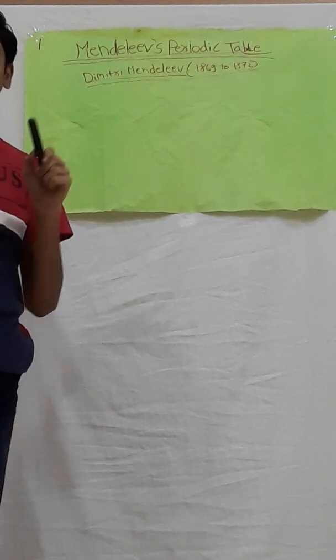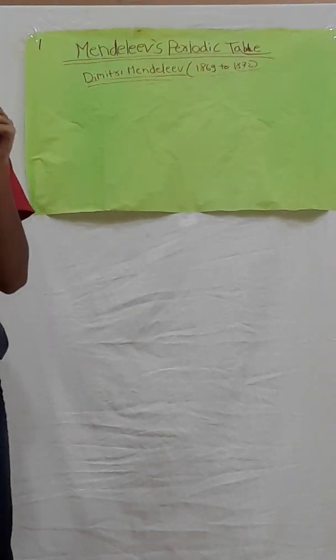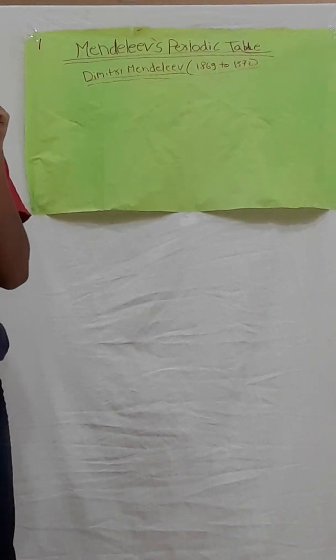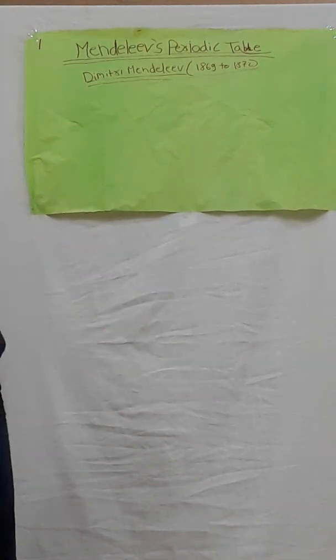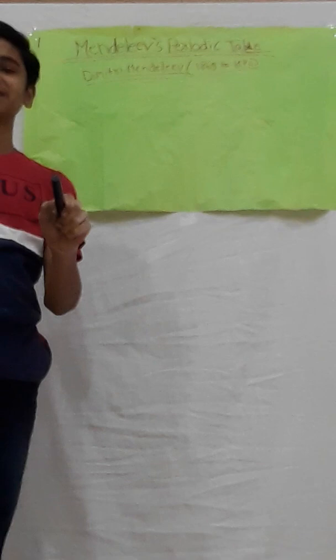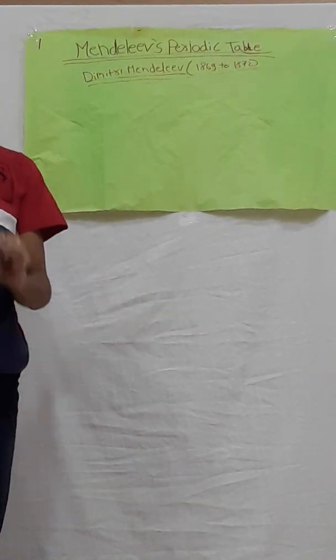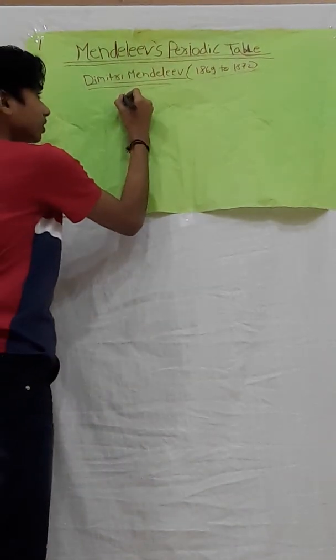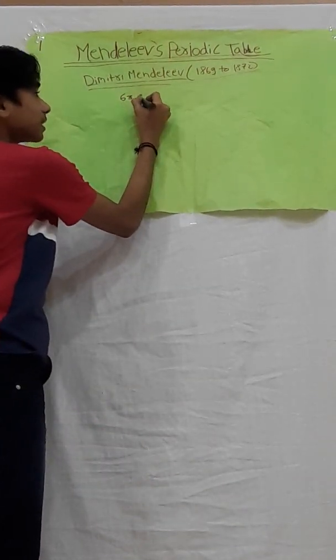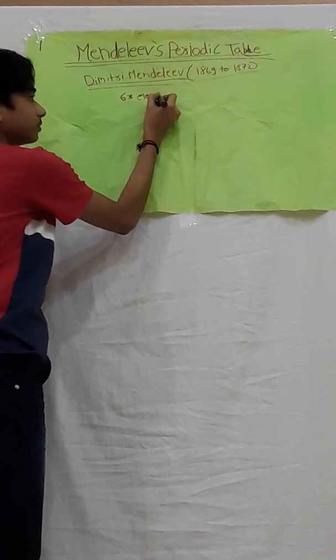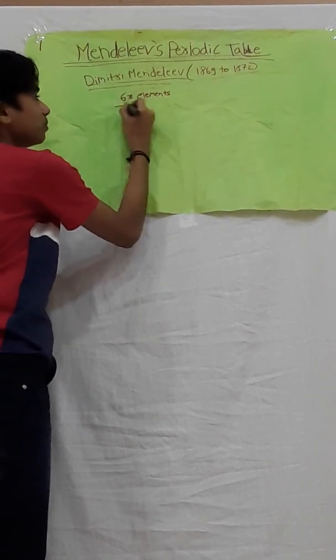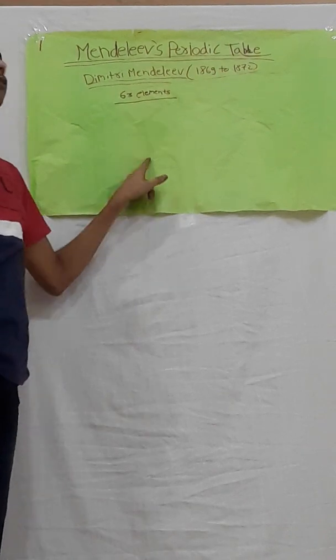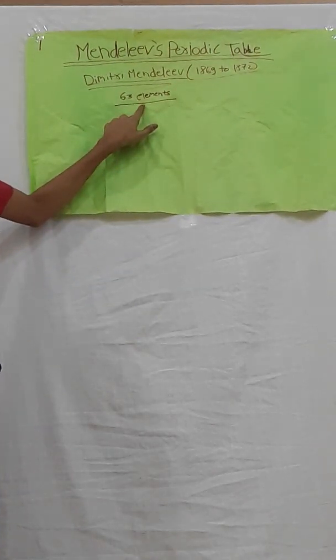Mendeleev found that the atomic mass is the fundamental property of the elements. At the time of Mendeleev, there were only 63 elements known.